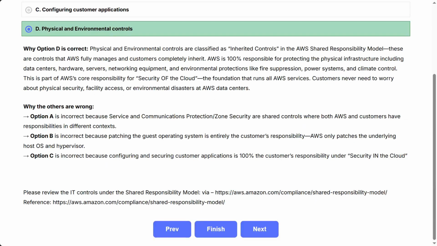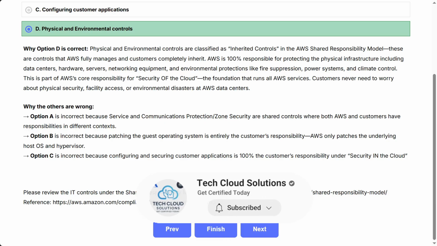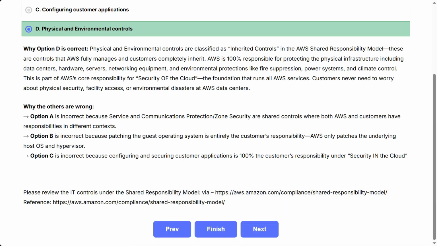Physical and environmental controls are classified as inherited controls in the AWS shared responsibility model. These are controls that AWS fully manages and customers completely inherit. AWS is 100% responsible for protecting the physical infrastructure, including data centers, hardware, servers, networking equipment, and environmental protections like fire suppression, power systems, and climate control. This is part of AWS's core responsibility for security of the cloud, the foundation that runs all AWS services. Customers never need to worry about physical security, facility access, or environmental disasters at AWS data centers.